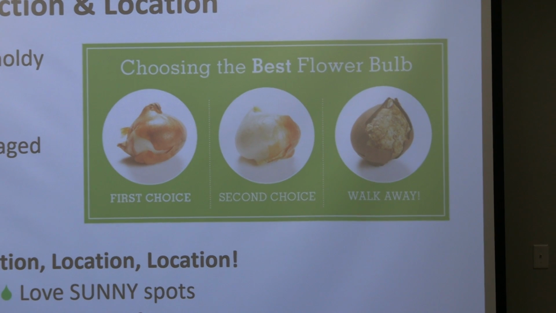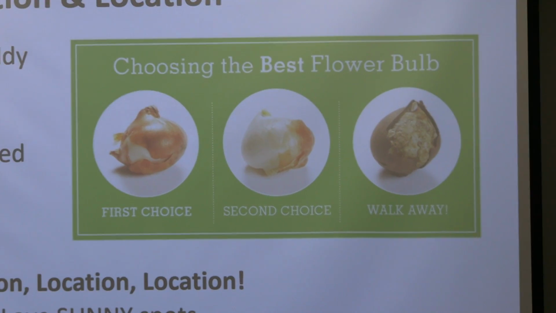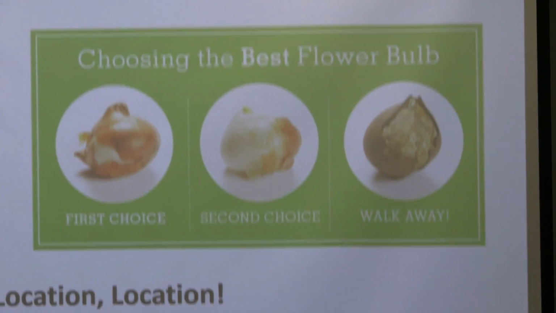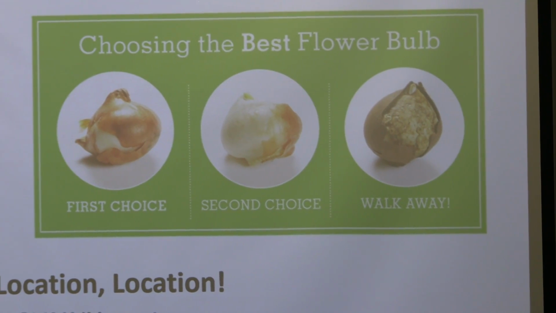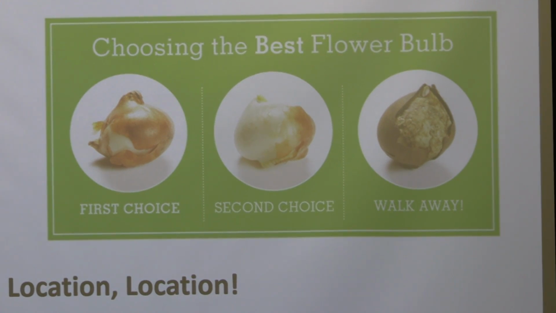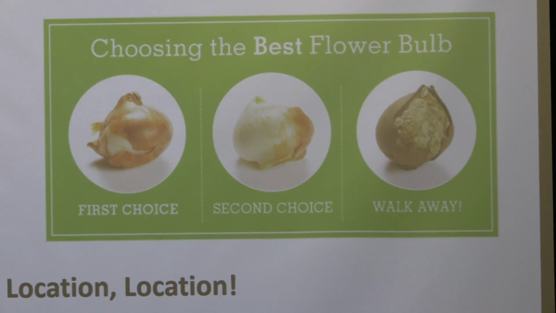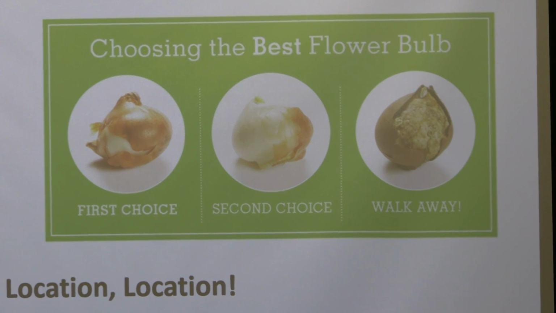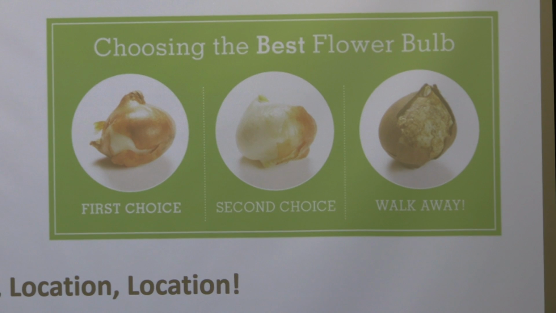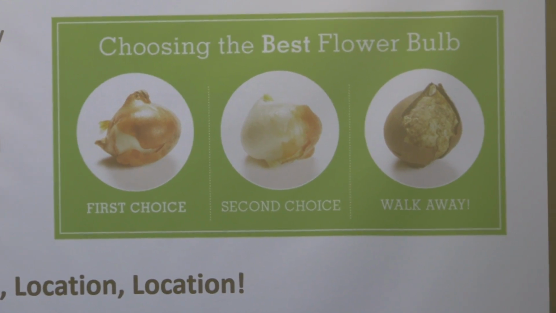The tunicate on the first one is still intact, and then the second choice, if it's missing a little bit of the tunicate, it's not going to hurt it, but it has a chance of already drying out, and I can't even take this off easily without damaging it, but it just means that your bulb is drying out. Now remember, it stores water and nutrients in this bulb, so it should be heavy because it has moisture in it. The drier it gets, it's going to look like the walk away.